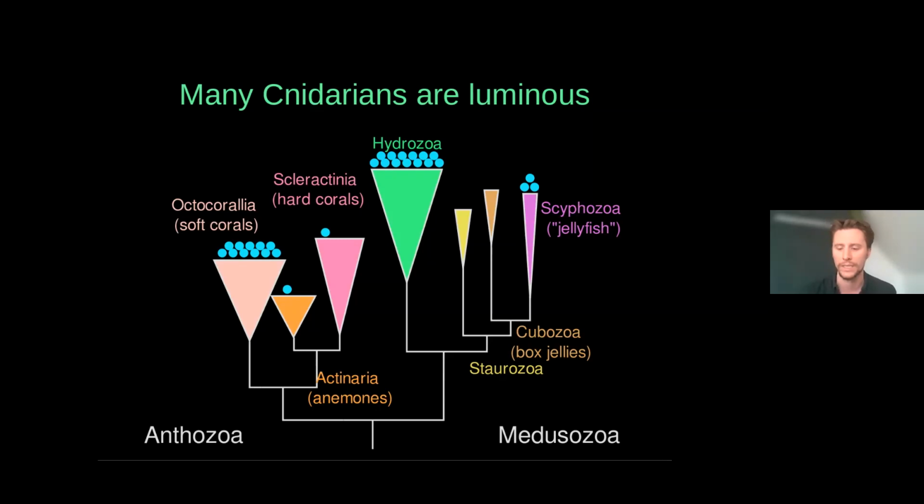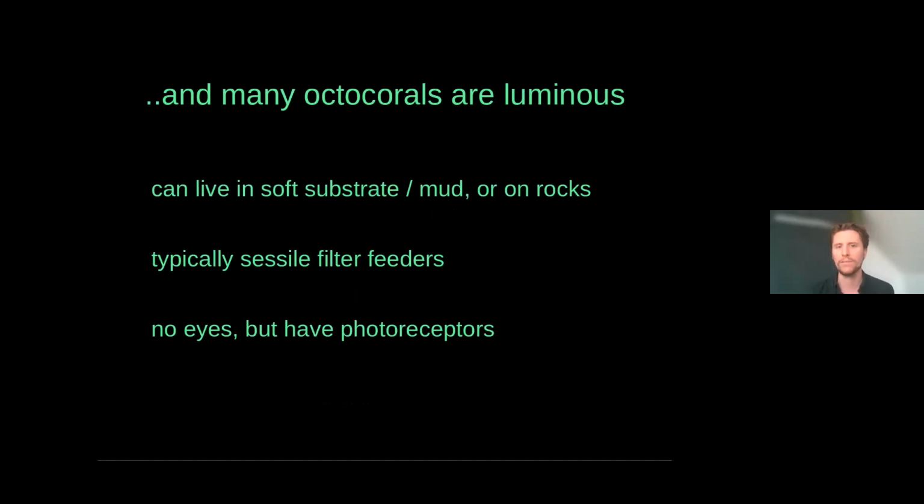So this includes things like sea fans and sea pens, things that are a very different shape than our normal reef building corals. Many of these can live in soft substrate or in mud, or they're attached to rock. They're typically just filter feeders, so they let their polyps out into the water and either drag in particles that are drifting through or very small prey. They don't have eyes, but they have photoreceptors. So we want to think about that as we're moving forward into the bioluminescence. They can make light, they can probably see the intensity of daylight and the intensity of their own light, but they're not making an image.